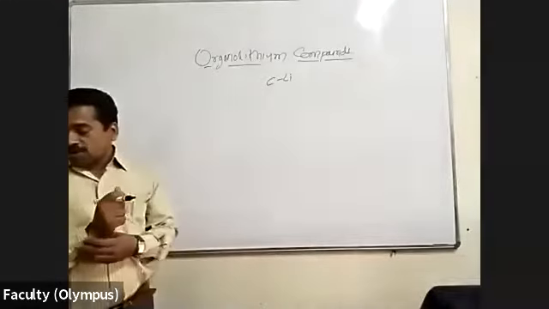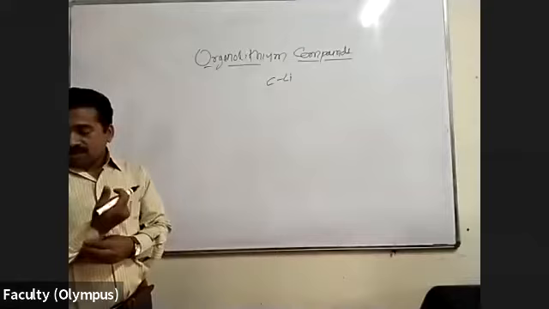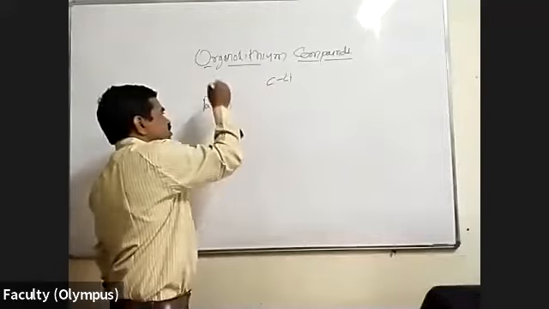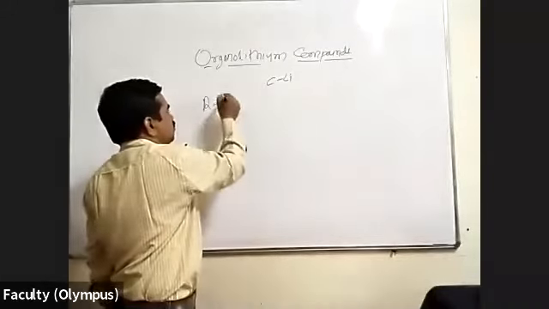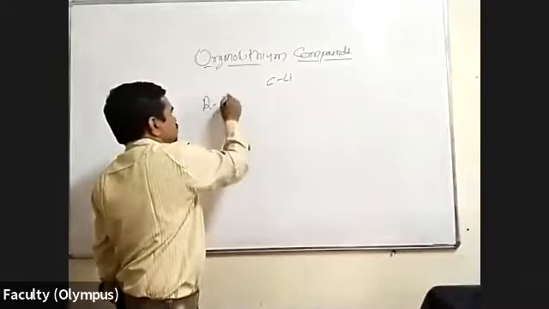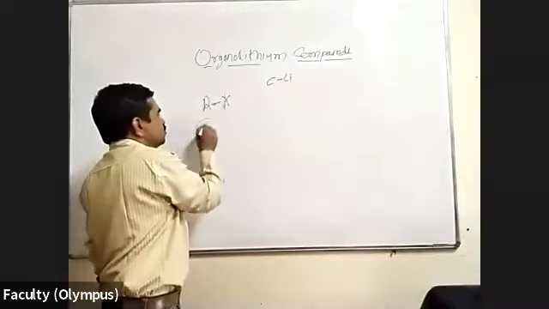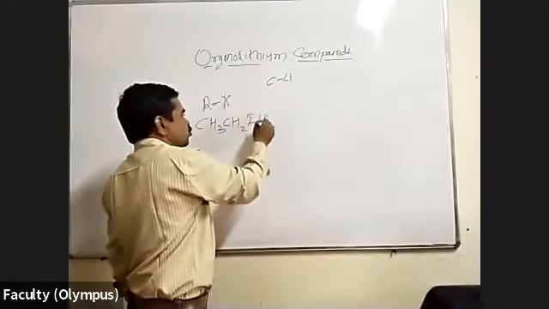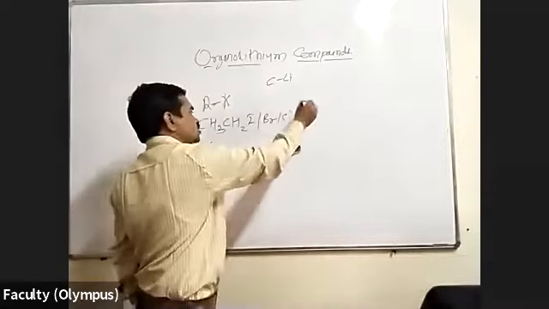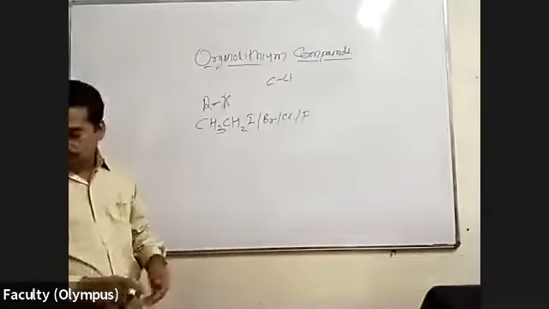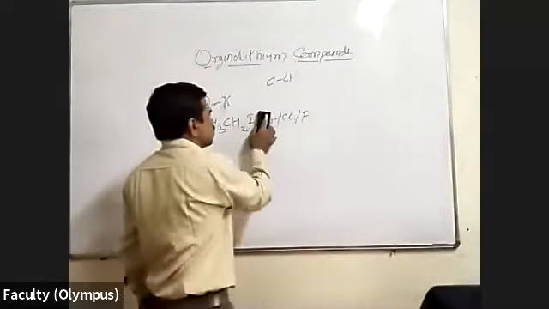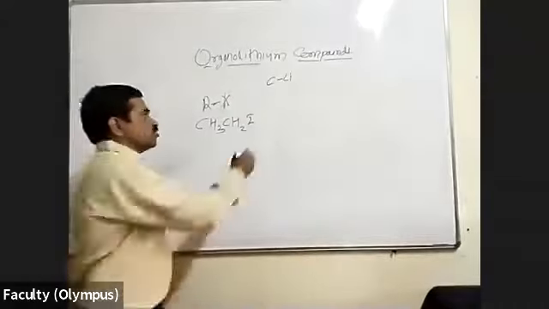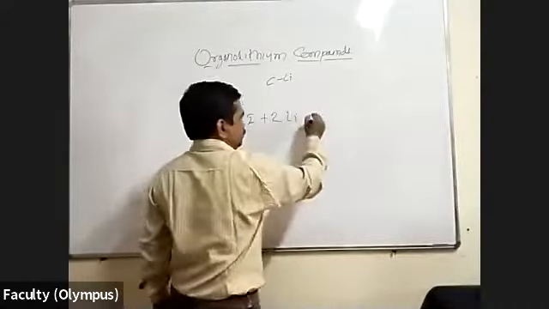The first method of preparing organolithium compounds is from alkyl halide. RX, where X is a halogen. These are the alkyl halides, say CH3CH2 iodide, bromide, or fluoride. So we are able to prepare organolithium compounds from alkyl halide and direct metallic lithium, plus 2 Li.